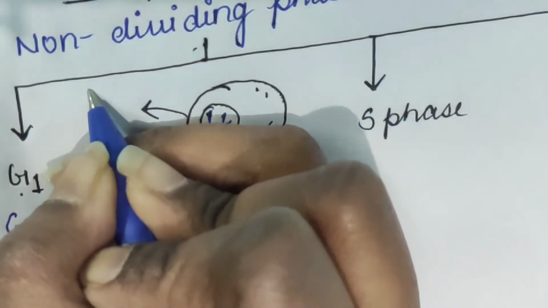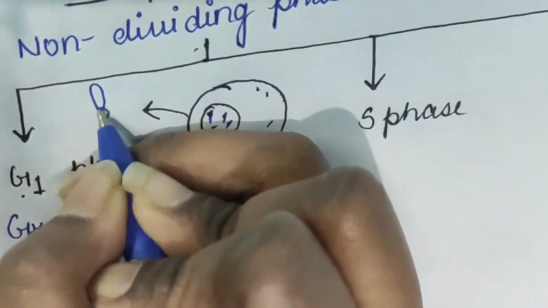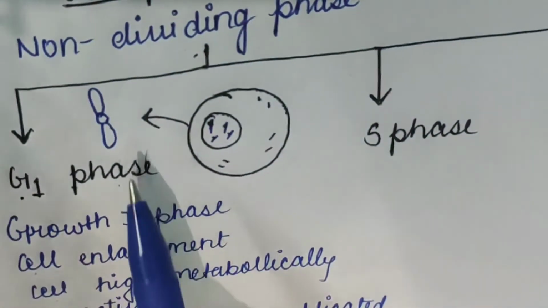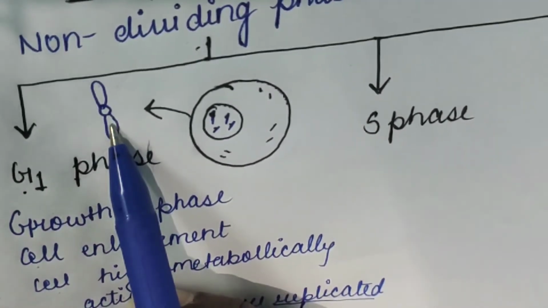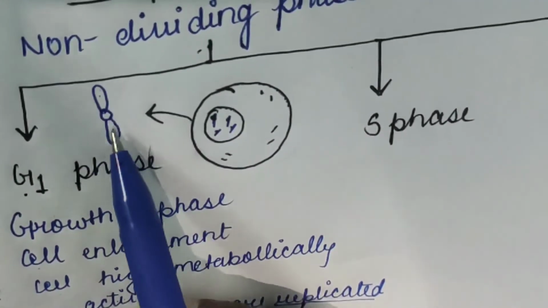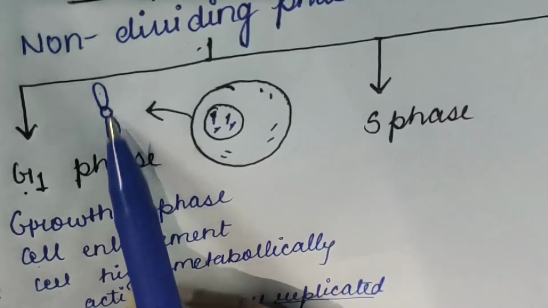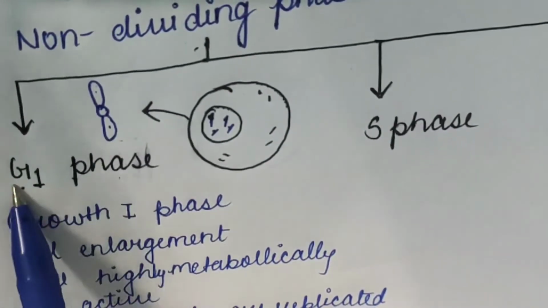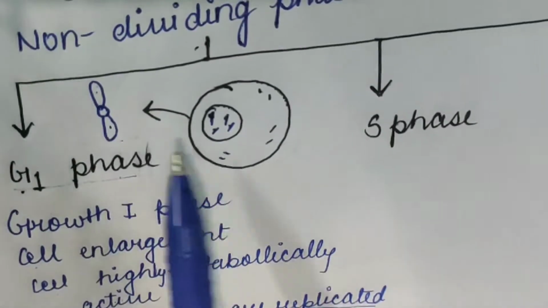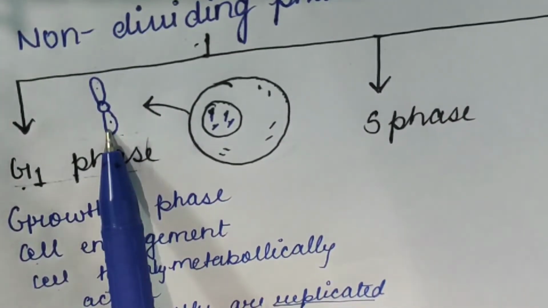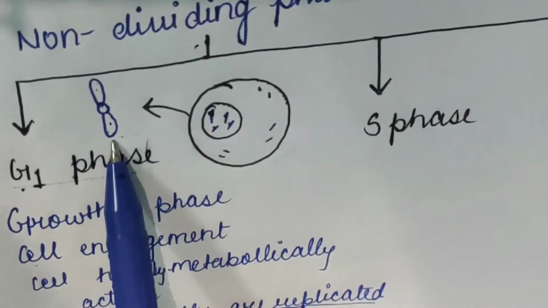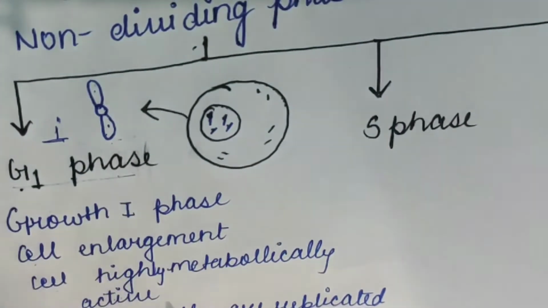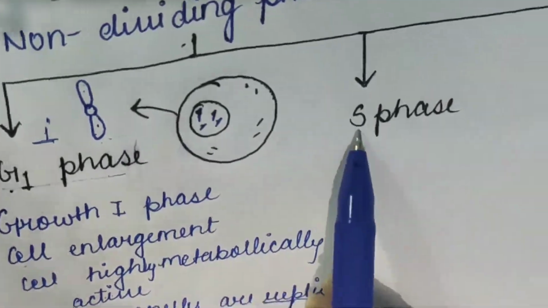So, during the G1 phase, a cell has a chromosome which is rod-shaped, not X-shaped. A rod-shaped chromosome consists of only a single chromatid and a centromere. This is the most important point to note down: during the G1 phase, the cell has single-chromatid chromosomes, which are rod-shaped, or we can say I-shaped. Now, we are moving towards the S phase.